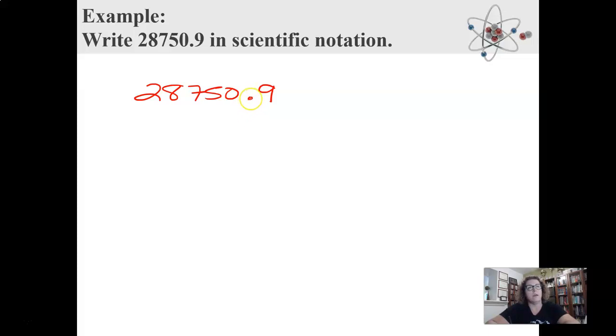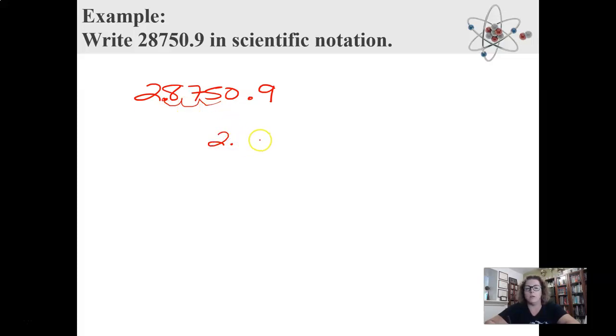So I'm going to start right here, and I'm going to move it in between each one. So 1, and then move it between this number. 2, and 3, and 4. So that's where I'm going to end up with my decimal. So I'm going to end up with a number 2 point something.